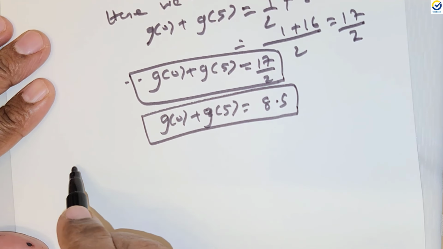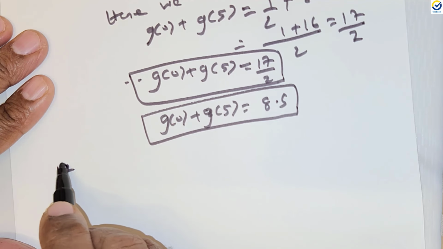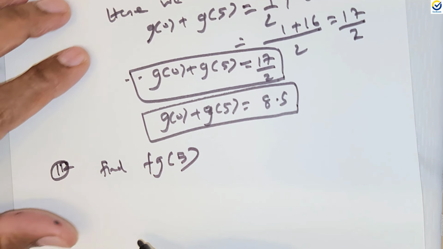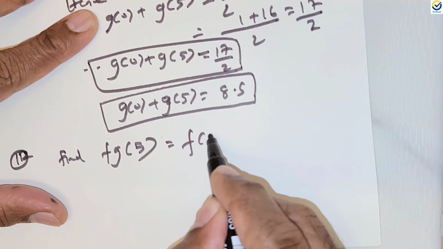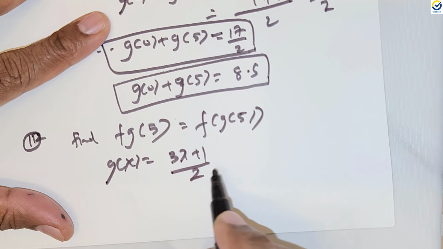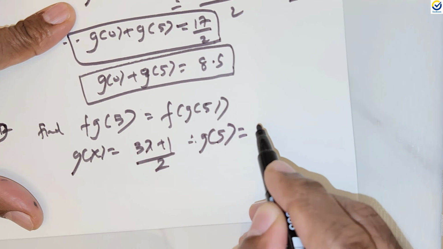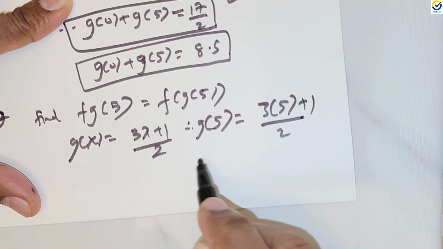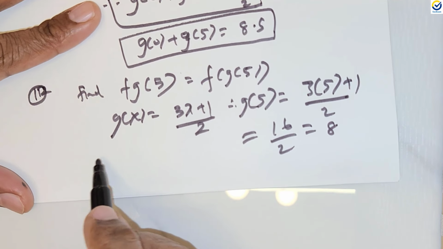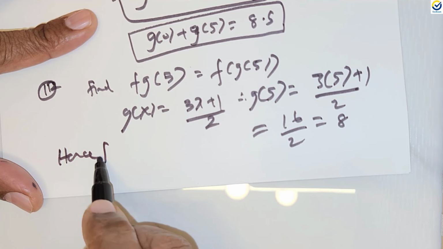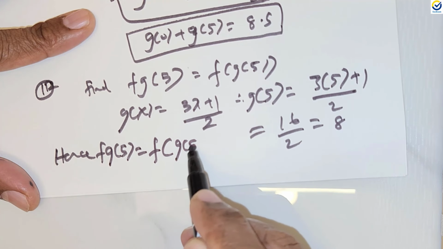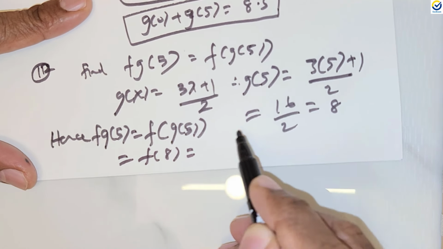Now let's move on to the next question. This wants us to find fg(5), which is nothing but f of g of 5. Now g(x) is (3x + 1)/2. Therefore g(5) is going to be (3 times 5 + 1) divided by 2. 15 plus 1 is 16 over 2, which is nothing but 8. So we need f of g of 5, which is nothing but f(8).